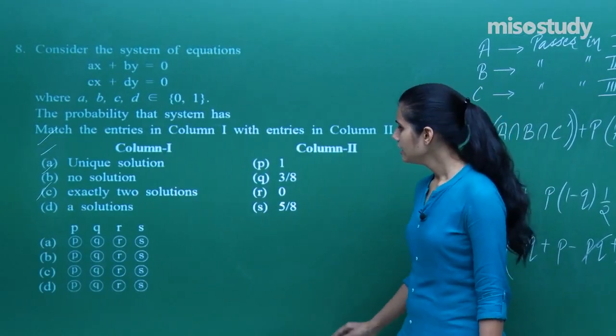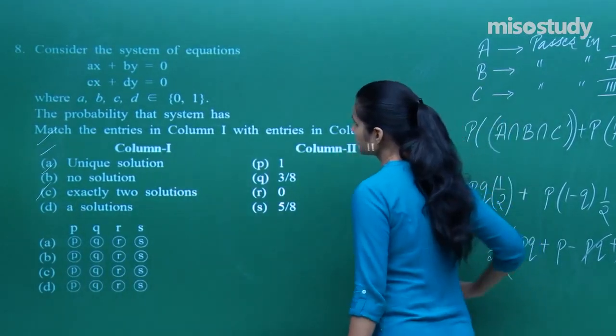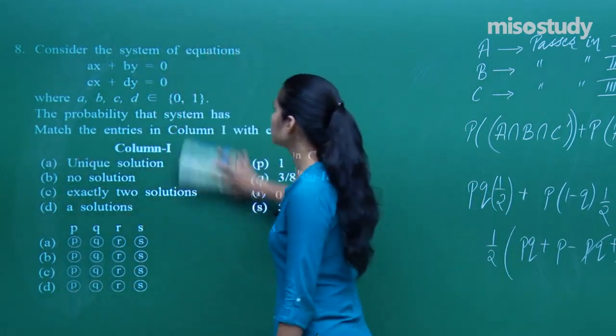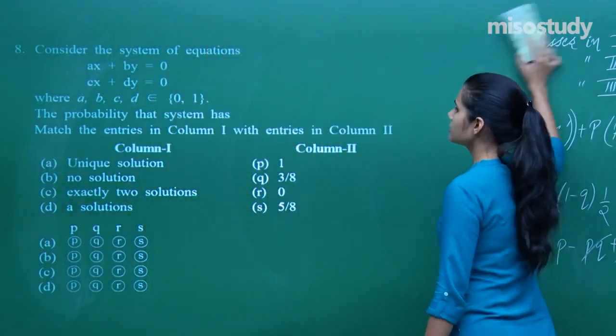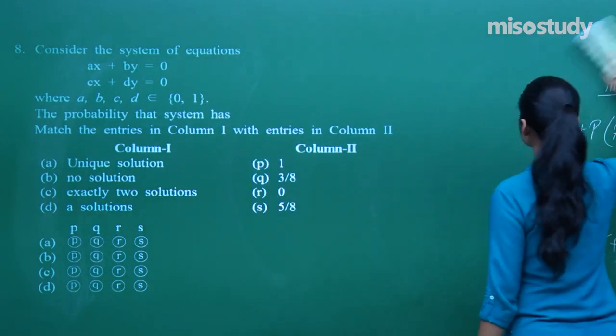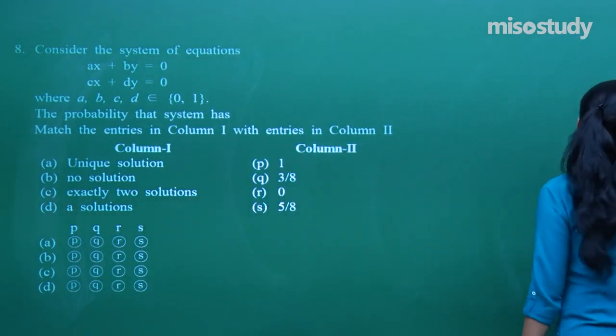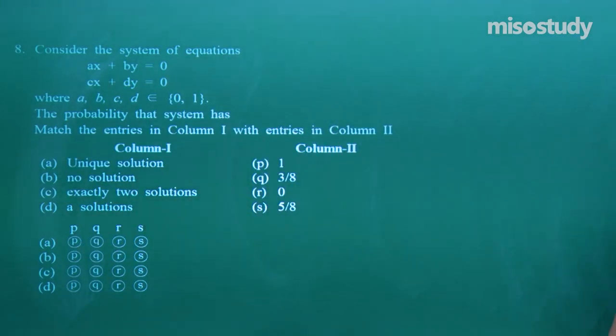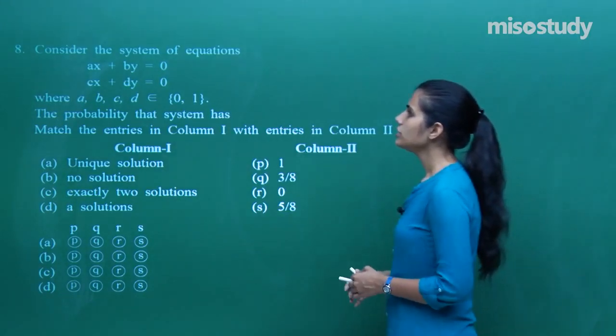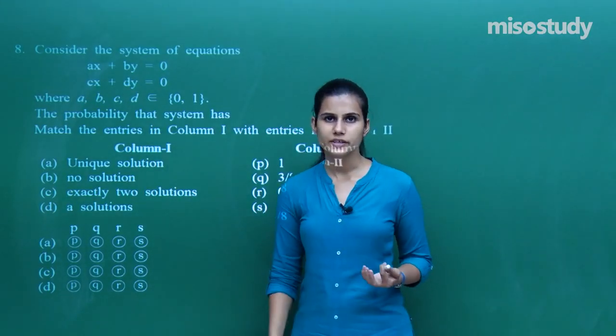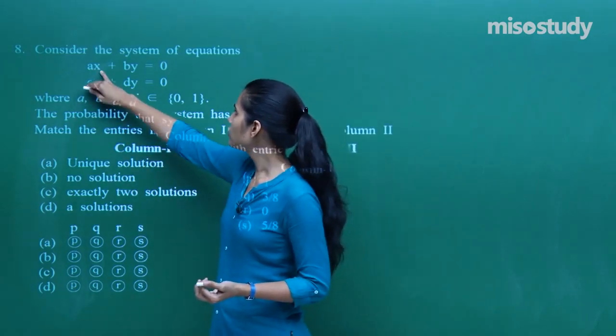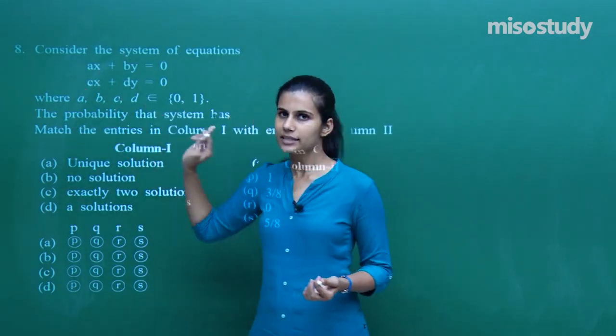Let's see. Consider the system of equations. This is a homogeneous system of equations in two variables. Probability that the system has unique solution, no solution, exactly two solutions and a solution. Now if your concepts are clear, you know that any homogeneous system of equations always has a trivial solution. If you put x equals 0, y equals 0, you get this system getting satisfied.